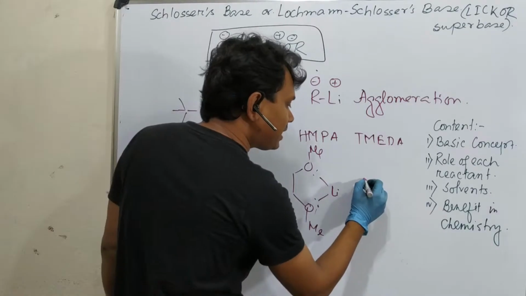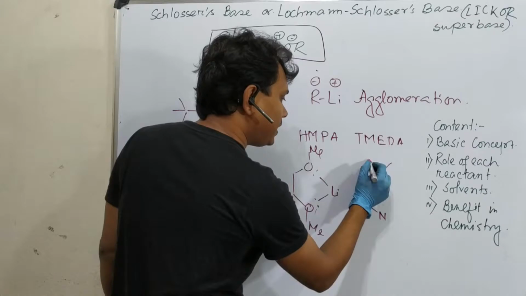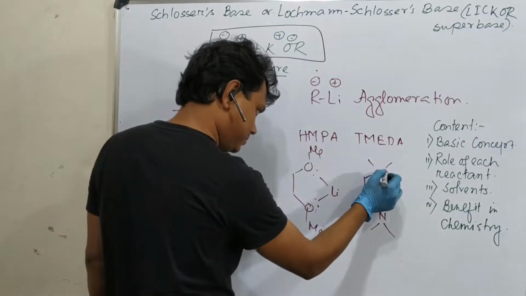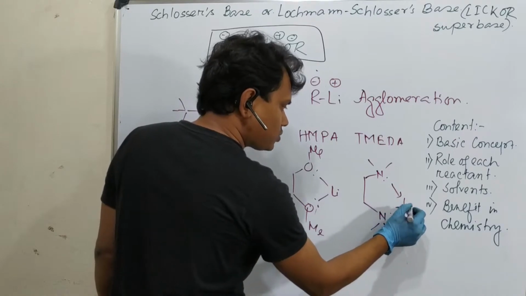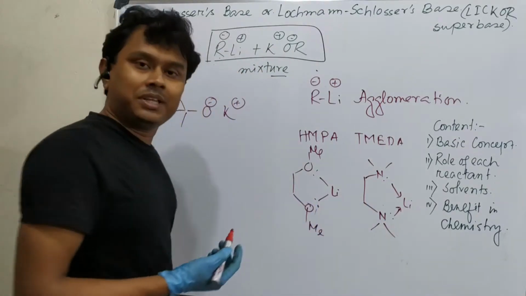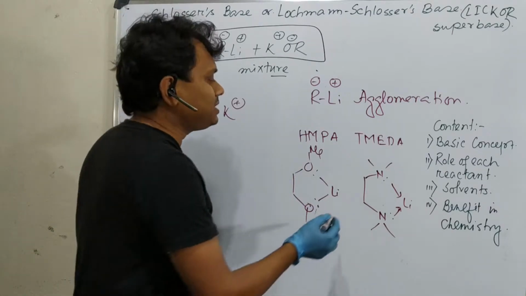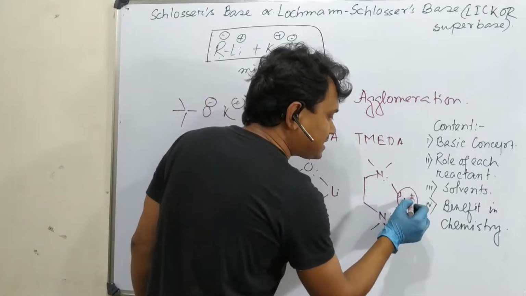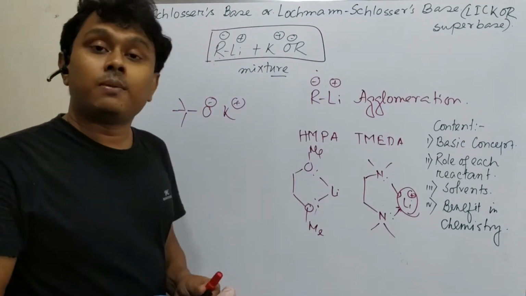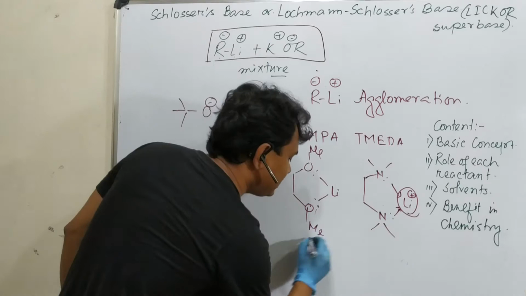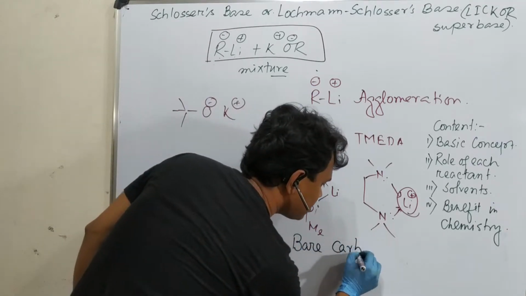Similarly, TMEDA, N,N,N',N'-tetramethylethylenediamine, can also coordinate to the lithium center. So in this way, the polymeric butyl lithium forms a monomer, and see here the cation is stabilized. So what happens? The anion becomes bare, resulting in a bare carbanion.